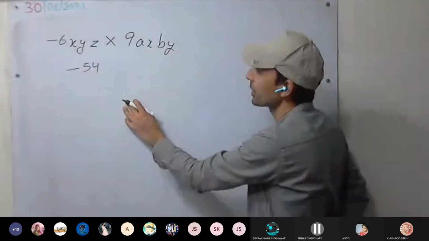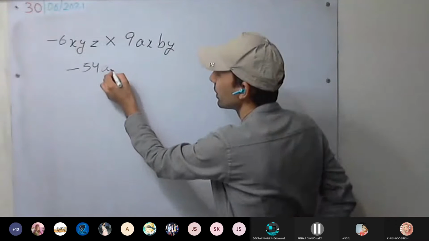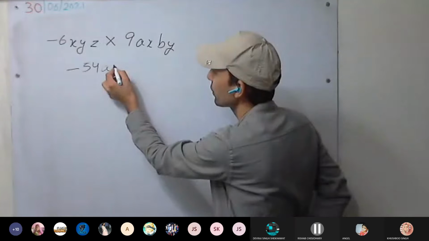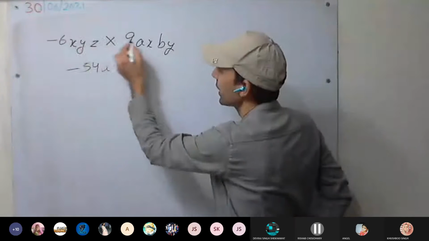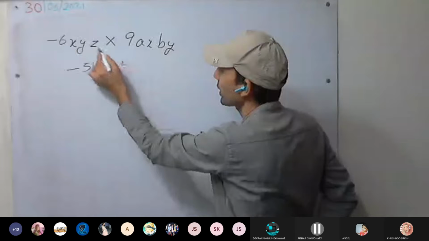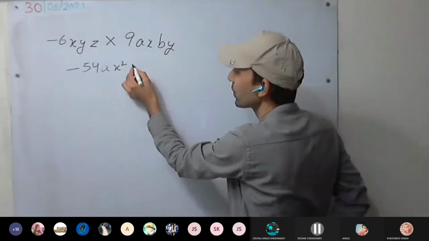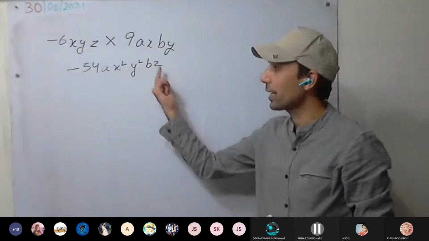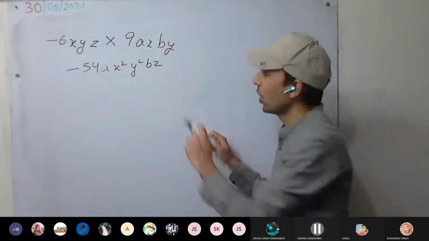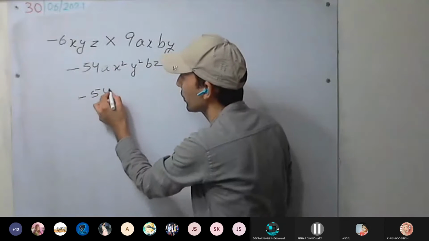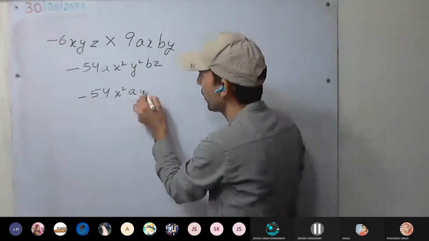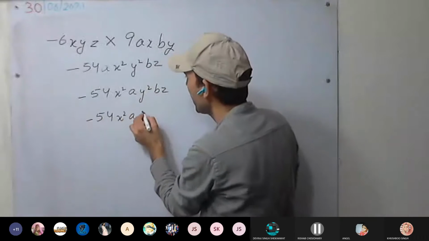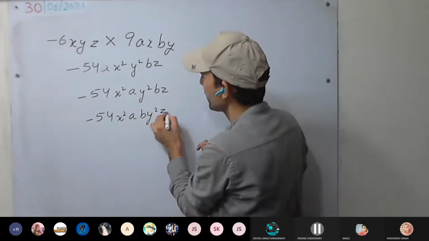Remaining, how are you going to write? A, then x into x, x square. Y term is there, you can put y square, bz. Okay, these terms you can write in any order. It doesn't matter. You can write minus 54, x square a, y square bz, or minus 54, x square a, b, y square z.